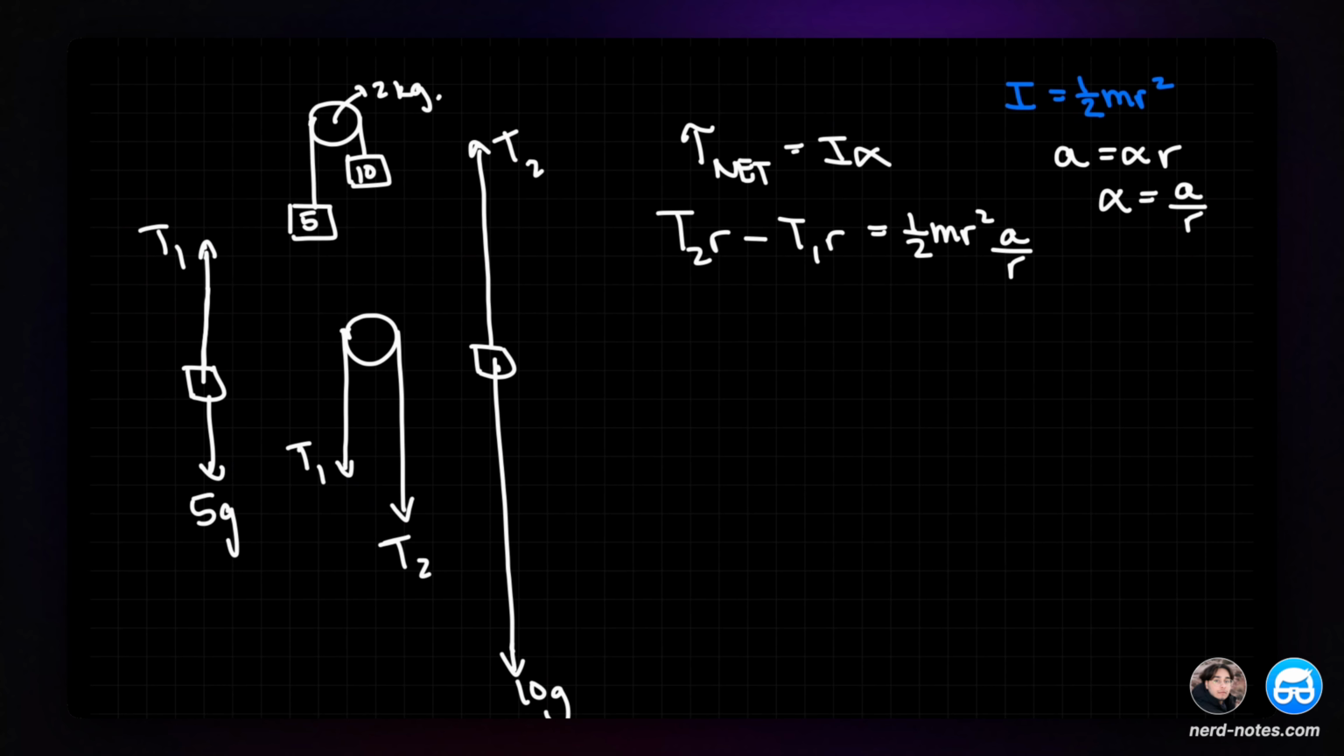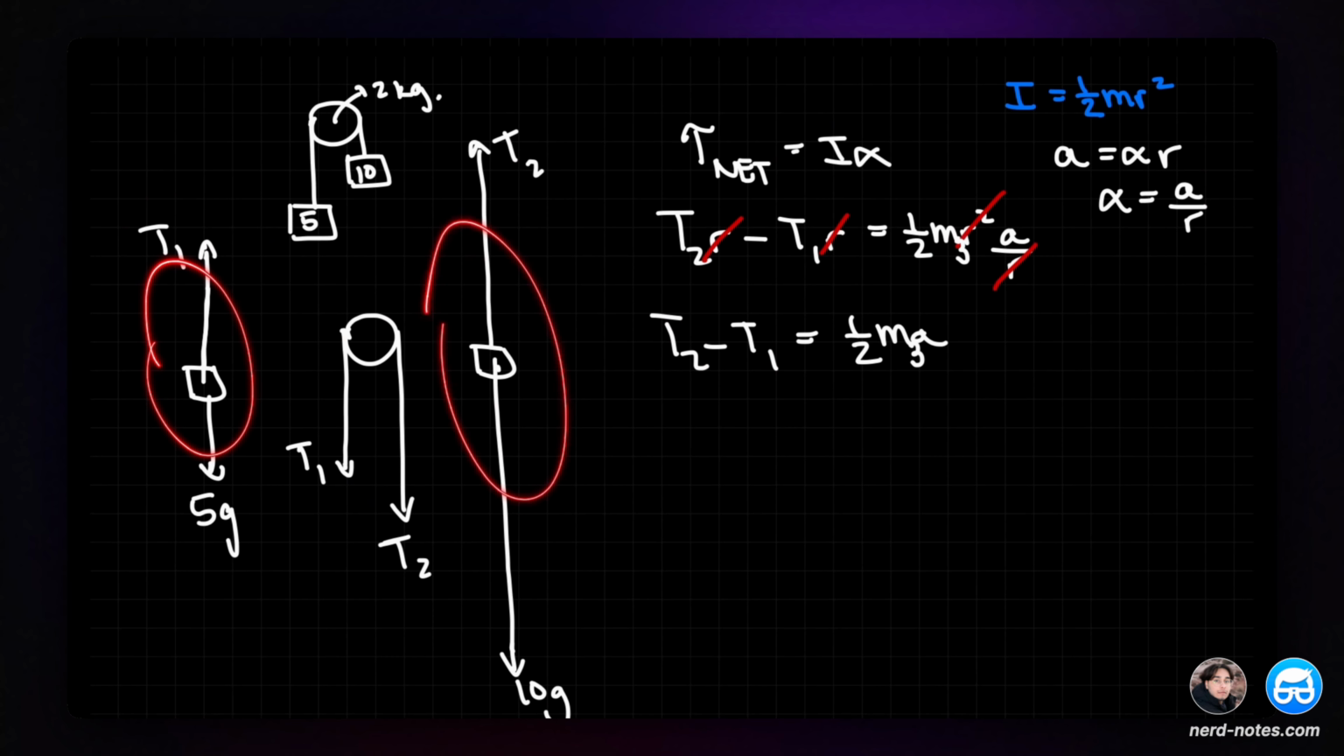Okay, cool. One thing you might notice is that all the r's will cancel out. And you're left with basically T2 minus T1 is equal to 1/2 ma. One thing I forgot to actually do is label the mass of the actual pulley itself. So I really should be calling this M3. So just to backtrack a little bit here, M3 and M3. Okay. All right, awesome.